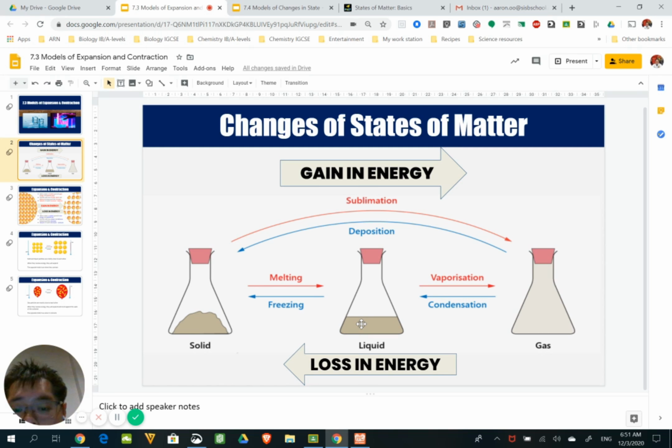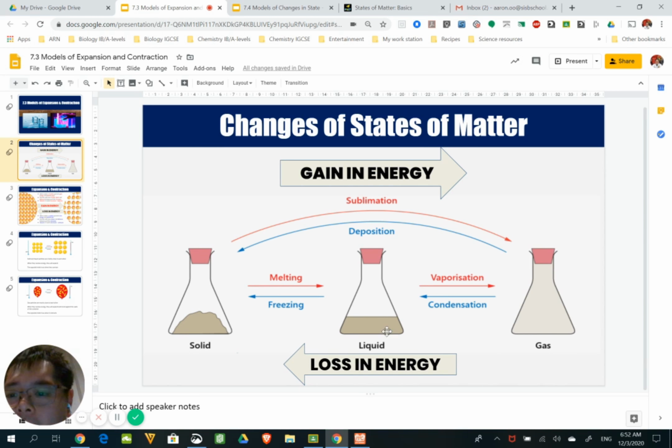And of course, the reverse: gas to liquid is condensation, and liquid to solid is freezing. Nothing new for you. But besides sublimation and deposition, you also need to know about gaining energy and losing energy. If a state of matter changes from solid to liquid to gas, it will be a gain of energy, and we will understand why. Then from gas to liquid to solid is a loss of energy.